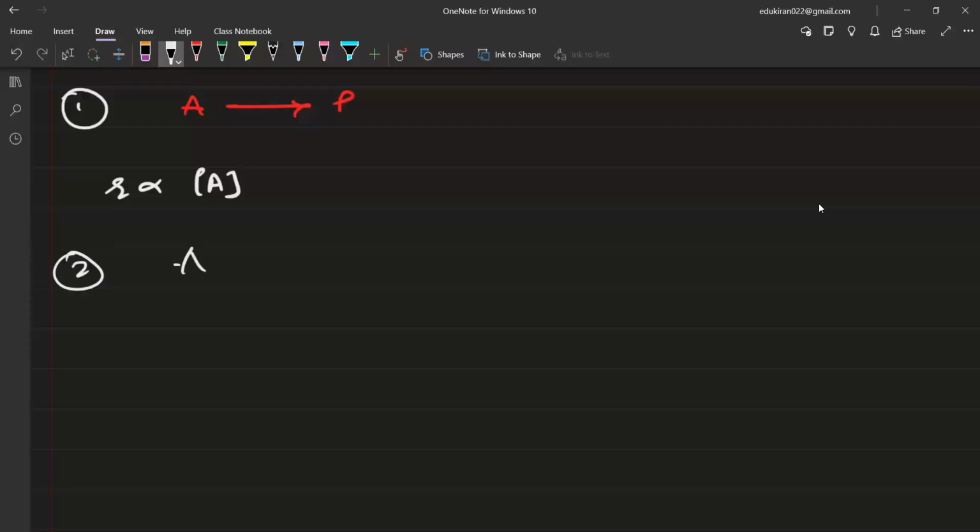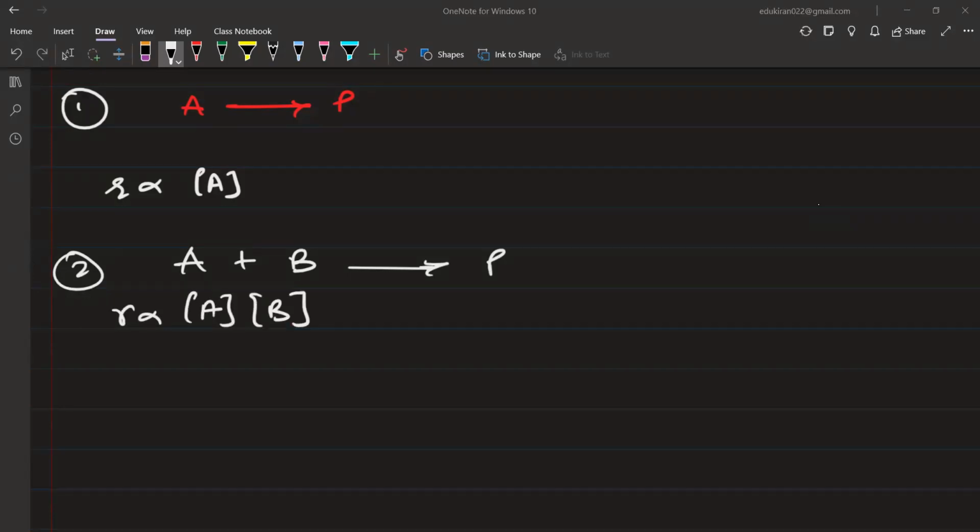Second case, let us suppose I have A and I have B also. Then what will I write? Rate is proportional to the concentration of A and the concentration of B. Is that right? Yes or no? Please tell me. Correct? Any problem, Rabia and Saad? Yes, sir. Third case, let us suppose I have 2A giving me product.